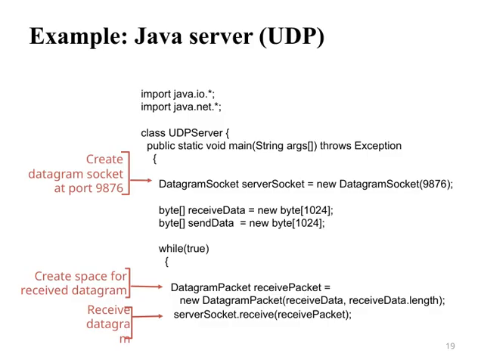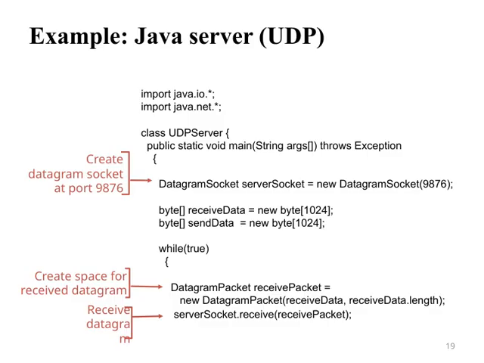Next, we allocate byte arrays for receive data and send data, each with a size of 1024 bytes. These arrays serve as buffers to hold incoming data and prepare outgoing data. The server then enters an infinite loop, which allows it to continuously listen for incoming datagrams.